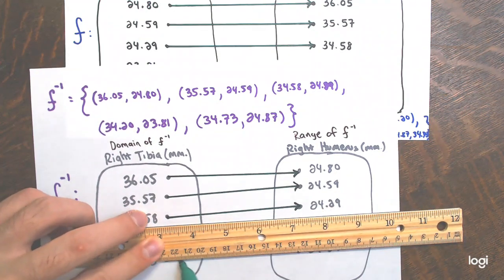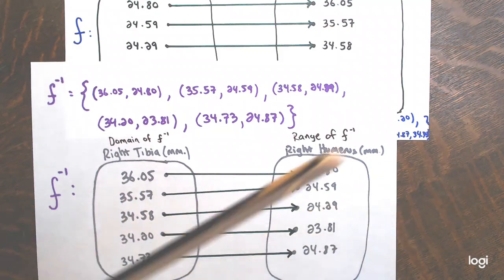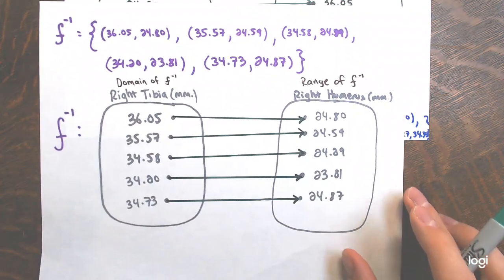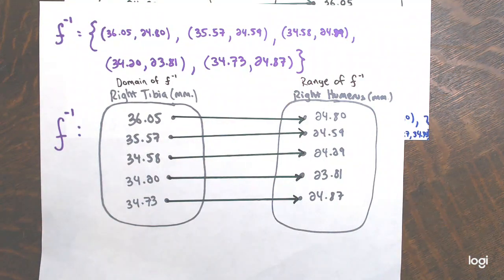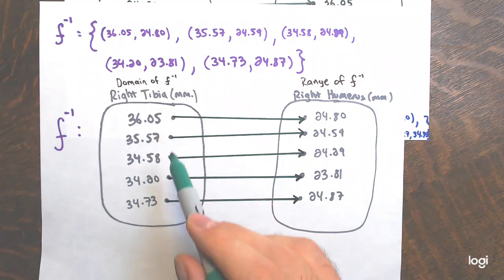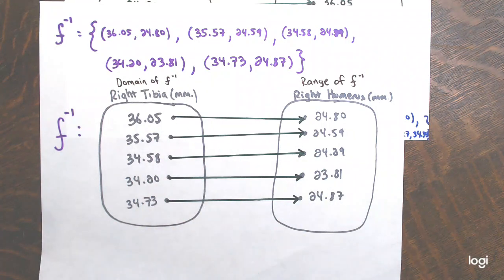So I wrote them as a set of ordered pairs and drew it as a mapping, but here is the function, F inverse, and it is clearly a function. Every value in the domain corresponds to one value in the range. If the original function wasn't one-to-one, this wouldn't happen. The original function has to be one-to-one in order for the inverse to be a function. Now we're asked to list the domain and the range.